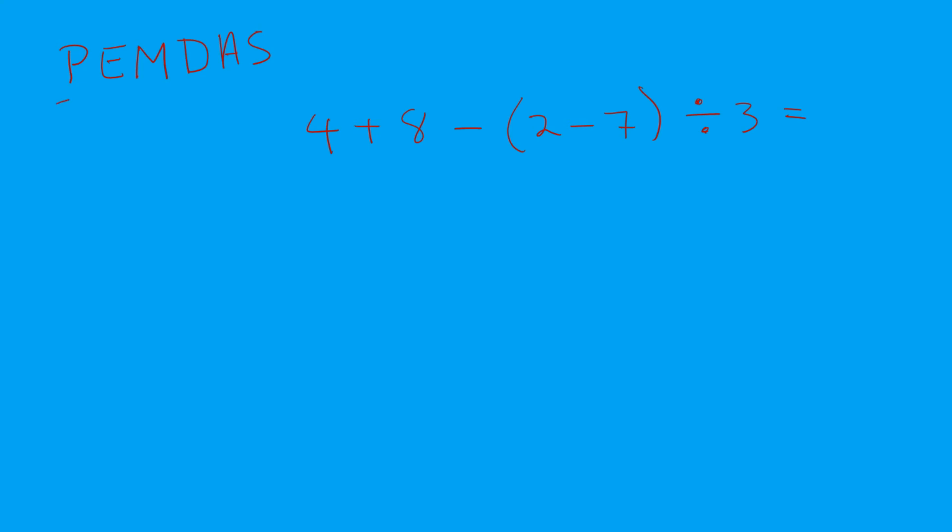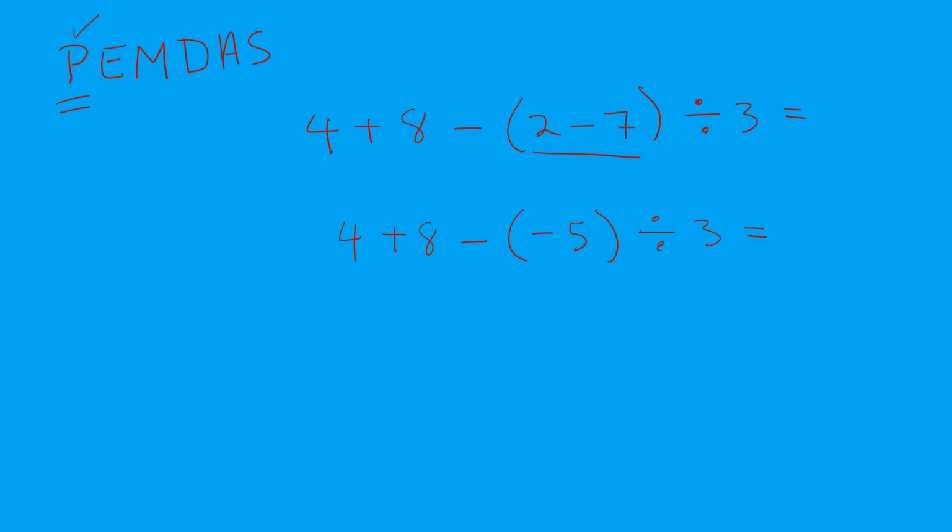So I do parentheses first. Parentheses is bracket. So in a bracket here, I see I have 2 minus 7. Everything else remains the same. So I have 4 plus 8 minus, inside the bracket, I know that 2 minus 7 is minus 5. So I'll leave that there, and that's divided by 3. Good? So brackets is out of the way.